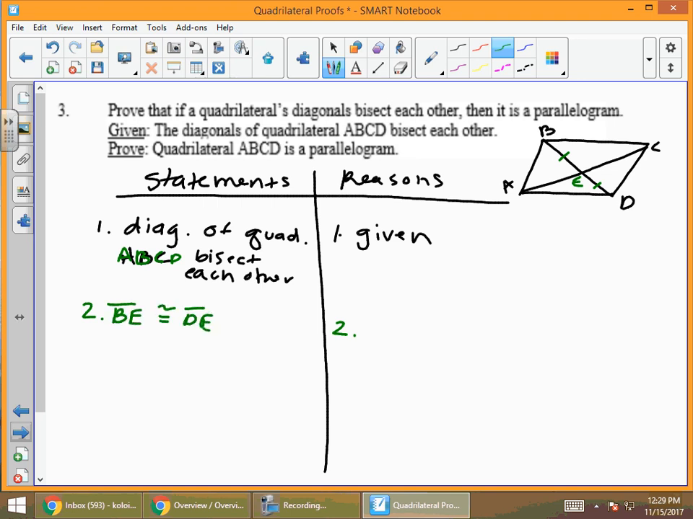What other parts do we know that are congruent? Good. AE is congruent to CE. What would a reason be for that? Think about what the vocab word is. Bisect. Good. Definition of a bisector. Specifically, definition of a segment bisector. So we know we're going to be using definition of a segment bisector, and you're just stating the segments that are congruent. Okay? So I'm going to mark that.